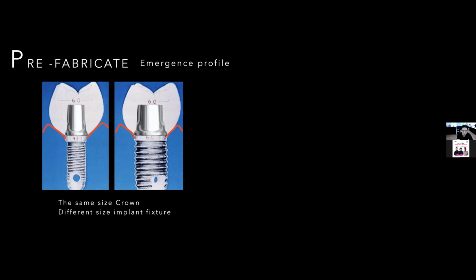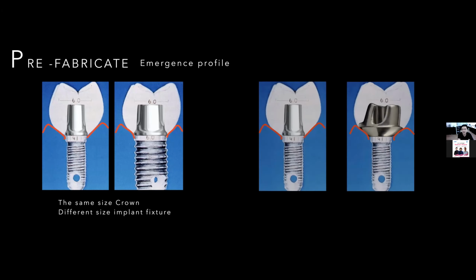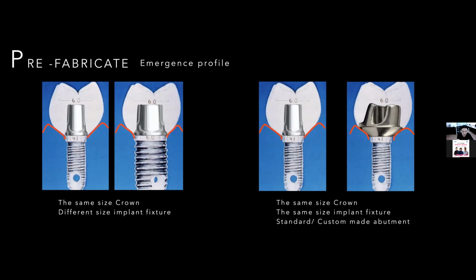So we must think, if the crown is the same size but the implant fixture is a different size, how to design the tissue and the emergence profile. This is very important. And if we have the same size crown and the same size implant fixture, we need to choose the standard abutment or recommend that your dentist use the custom abutment.